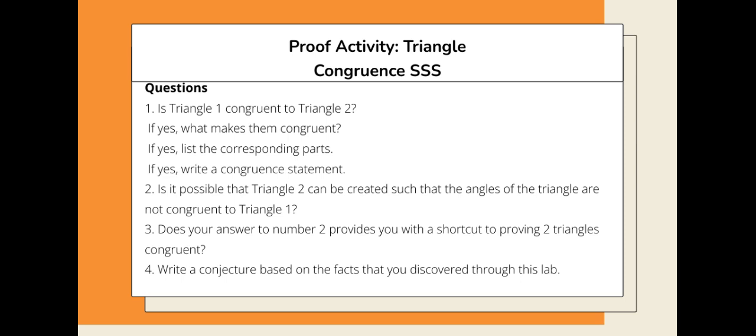Is it possible to create triangle 2 so it's not congruent to triangle 1? Based on the answer to question 2, did you find a shortcut to prove that two triangles are congruent? And the culminating part is to write a conjecture based on the facts that you discovered during the lab and the activity.